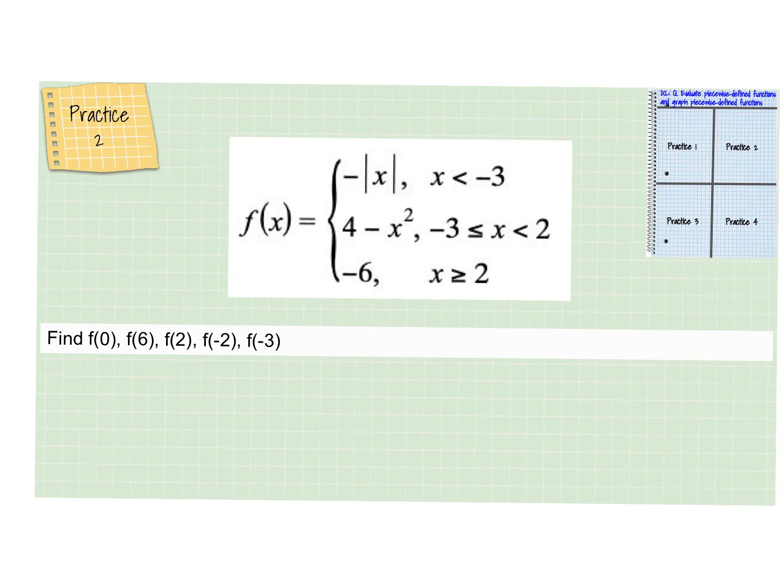All right, so go ahead and try practice problem number 2. Just like I said before, I'm just going to continue on to the next example.